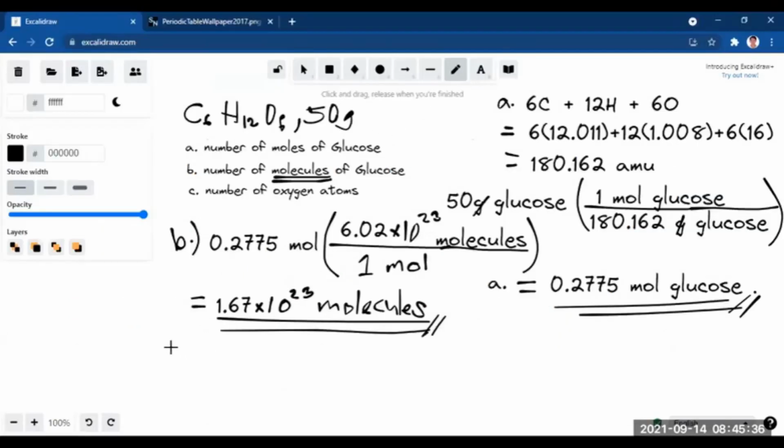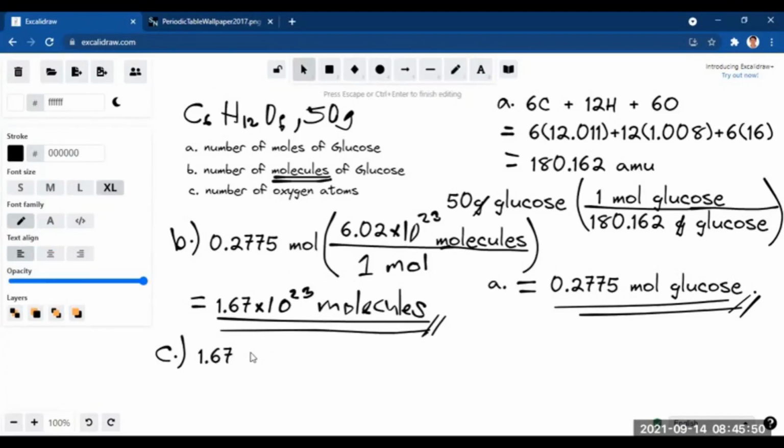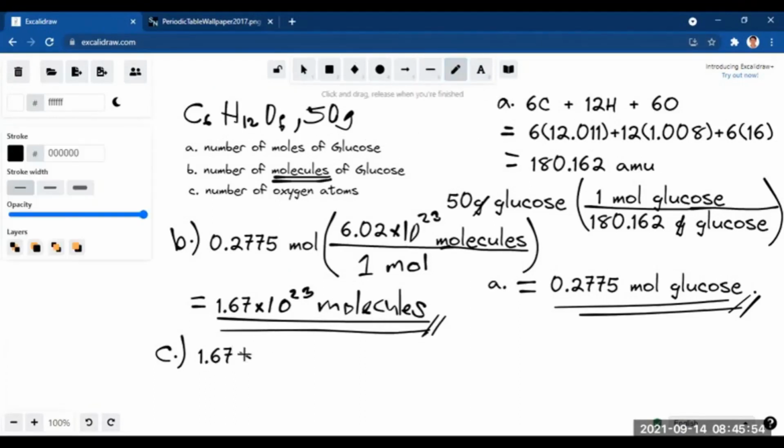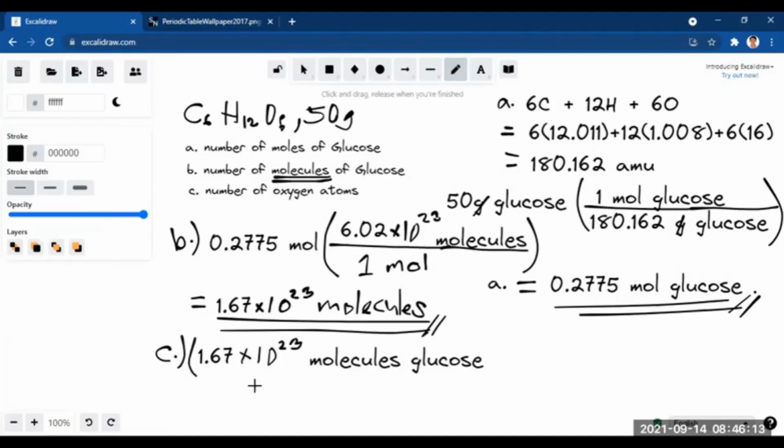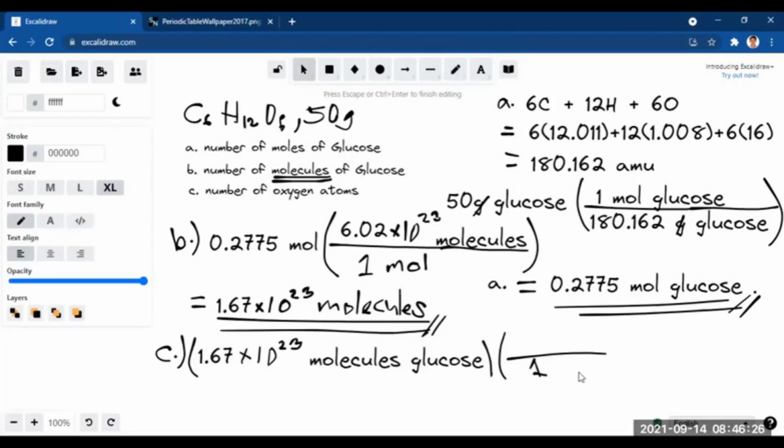So for letter C, from the number of molecules of glucose, 1.67 times 10 raised to 23 molecules of glucose, times, okay, in every molecule of glucose, in one molecule of glucose, we have 6 atoms of oxygen.